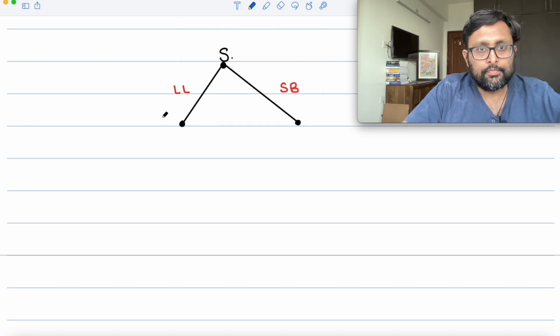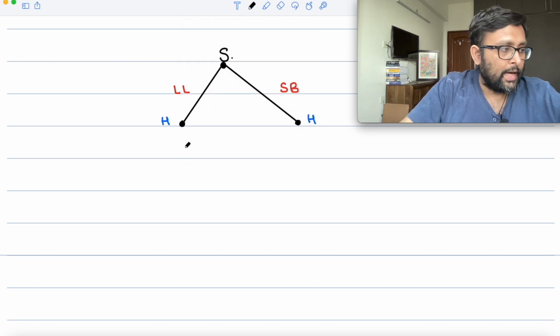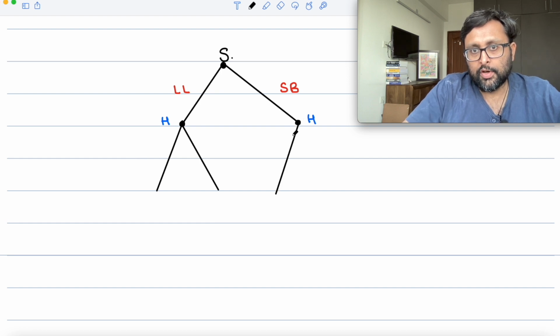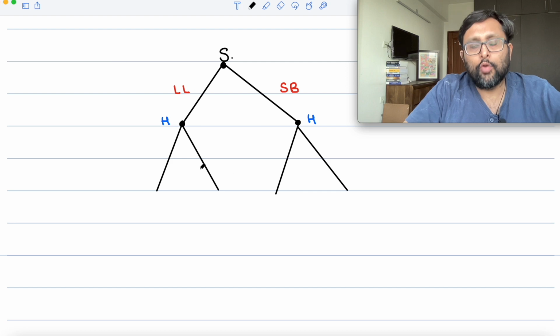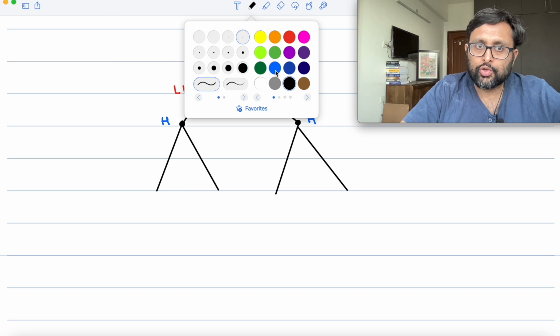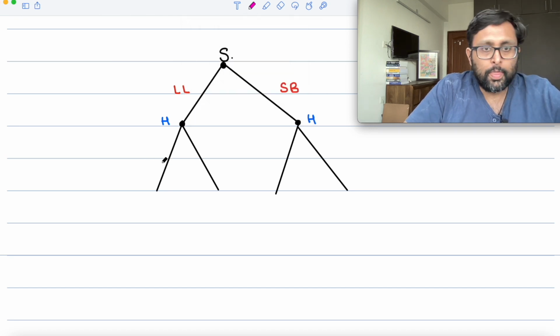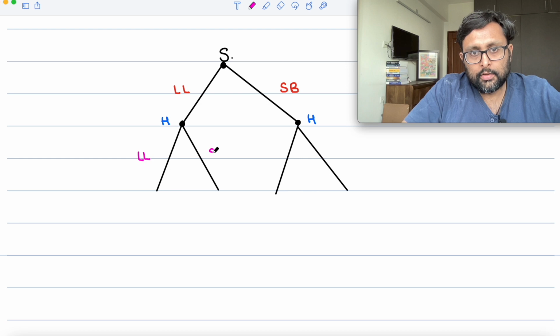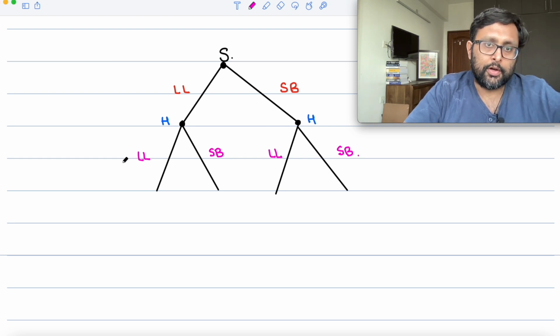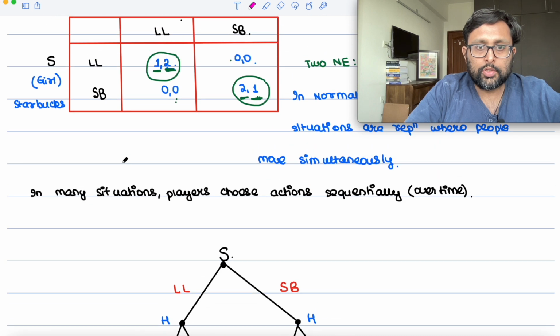Then boy comes. He also has two choices at each node. Even if she goes to Starbucks, he has a choice of going to Starbucks or local latte. Or if she goes to local latte, then also he has a choice of going to local latte or Starbucks. So if he goes to local latte, Starbucks, local latte, Starbucks, right? Okay, now think about it. Just think about it.